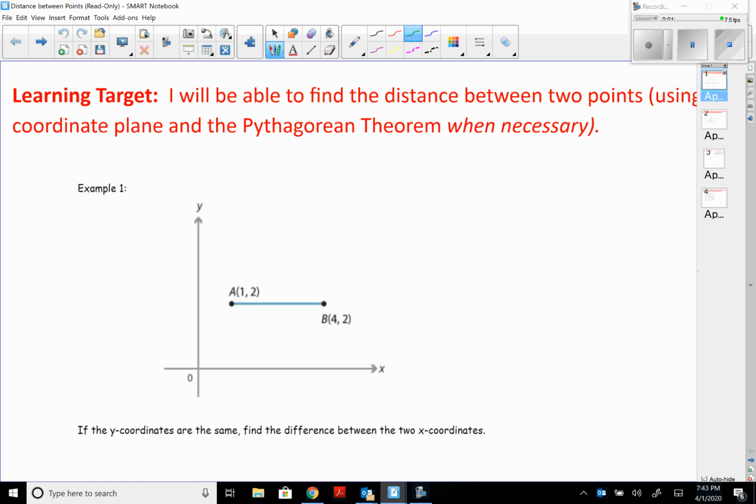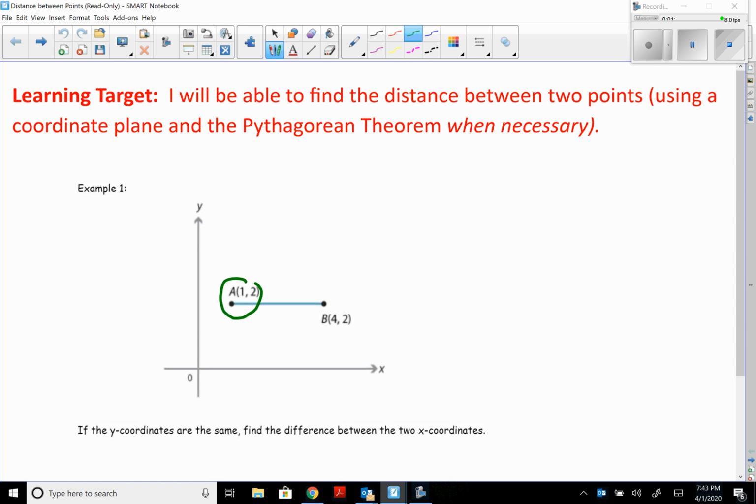When I look at point A, I will see that the x-coordinate is 1 and the y-coordinate is 2. When I look at point B, the x-coordinate is 4 and the y-coordinate is 2. So you notice that they both have the same y-coordinate. And that's because both of these points are at +2 on the y-axis.